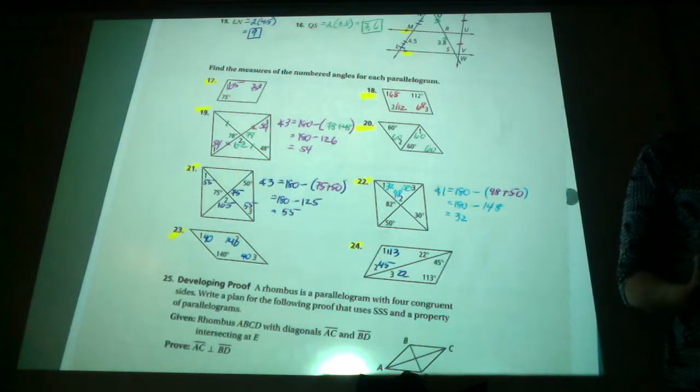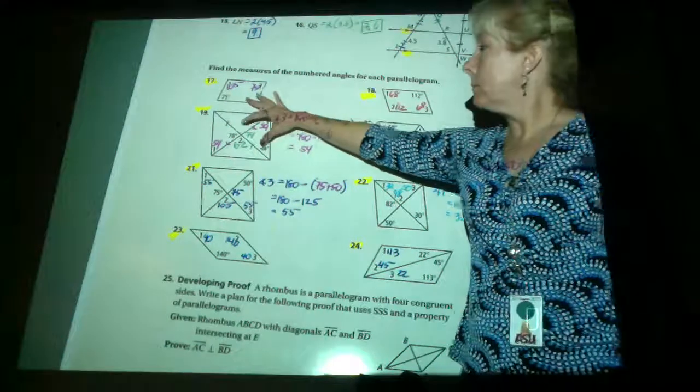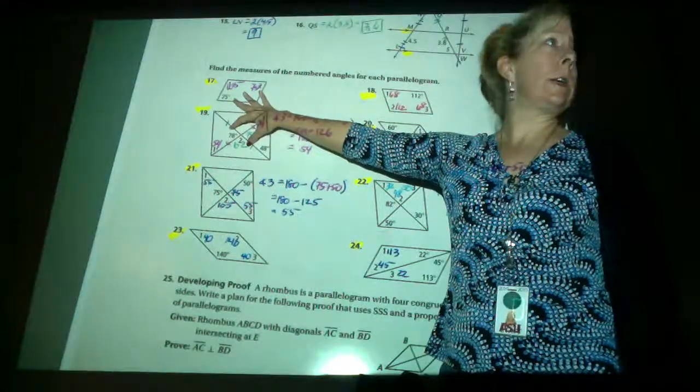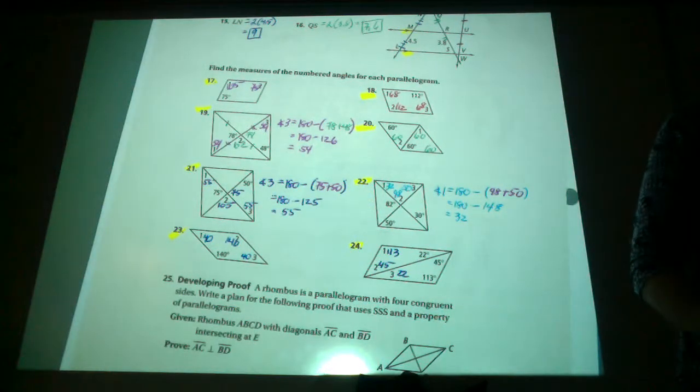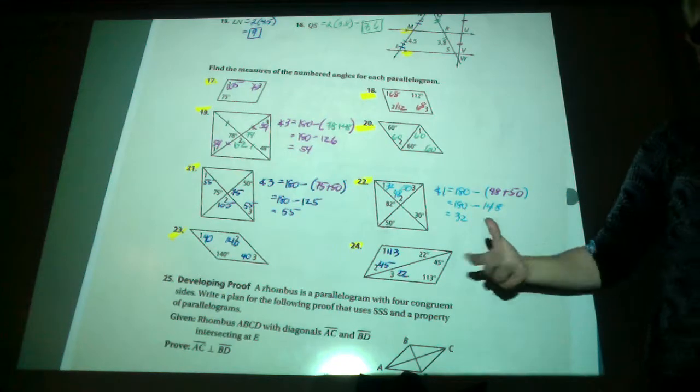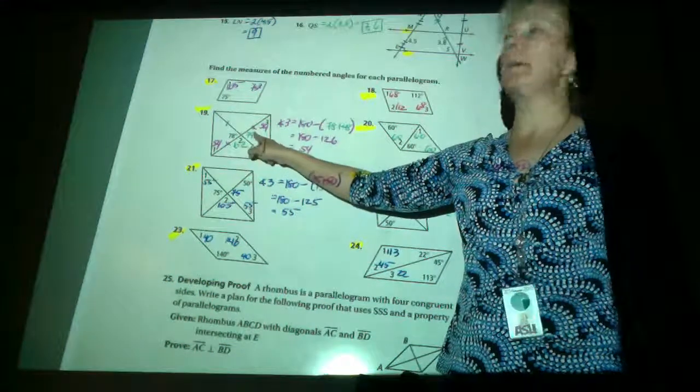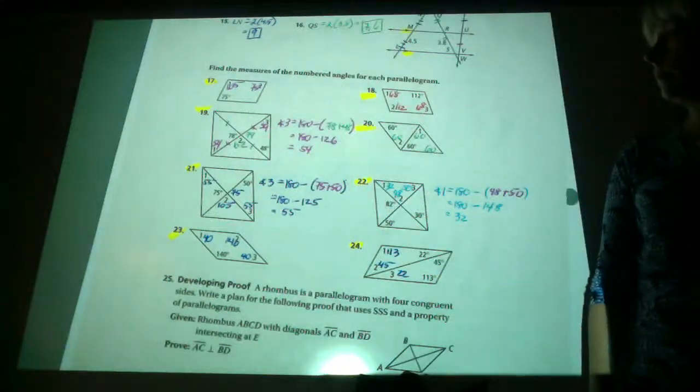And don't forget your linear pair combinations as well. So 78 and angle 2 form a linear pair, so they're supplementary, so I just subtracted 78 from 180 to get that one as well. And you could have used that one, angle 2, to find that angle as well, either way.